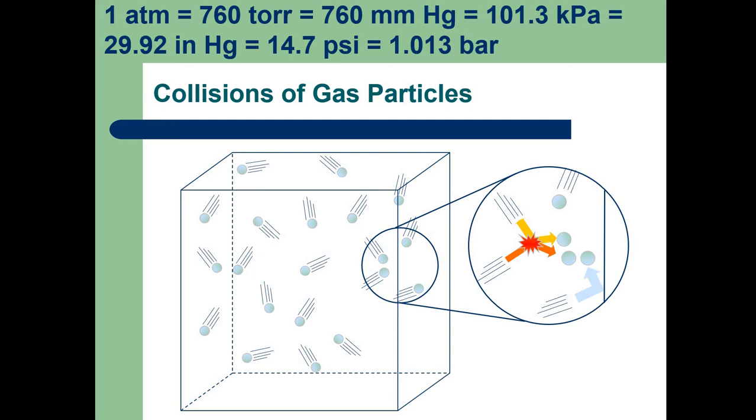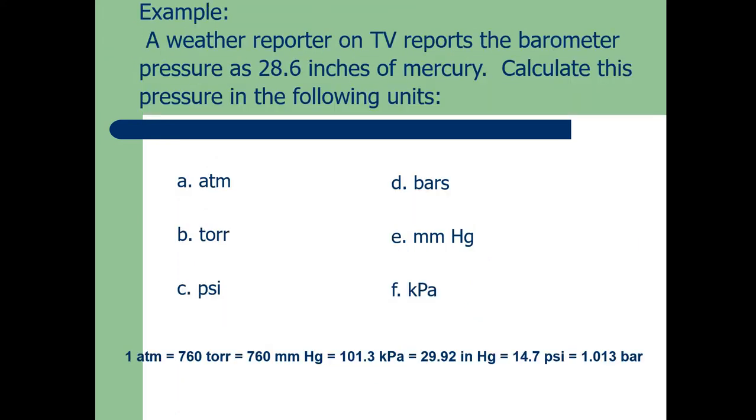So you saw the gas particles collide here in the little animation. You need to be able to go back and forth. So this is something like a problem that you would have on a test. A weather reporter on TV reports the barometric pressure is 28.6 inches of mercury. Calculate that pressure in the following.